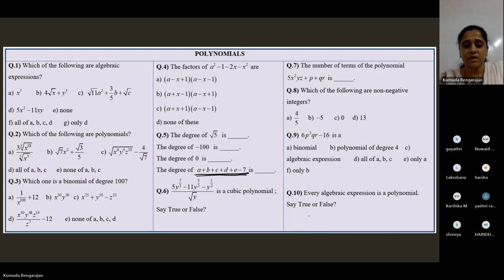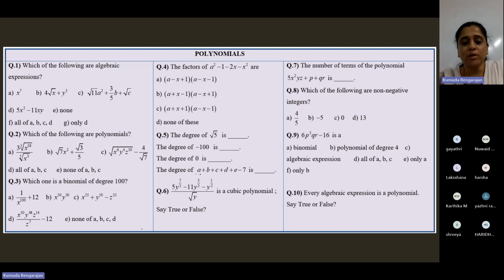What's the degree of this polynomial? 1. 1. Correct. It's 1. The degree is 1.